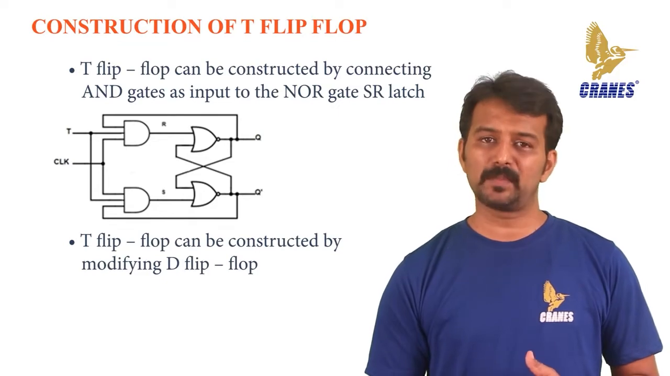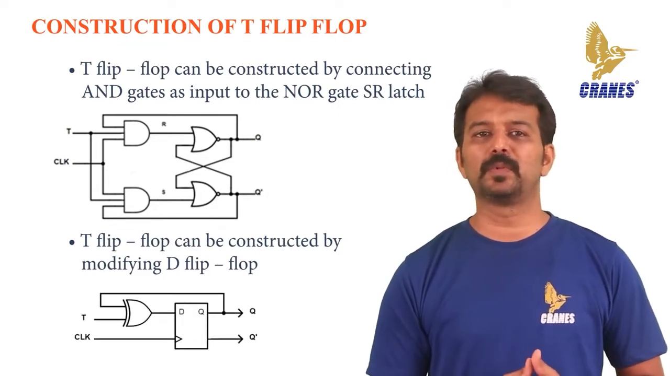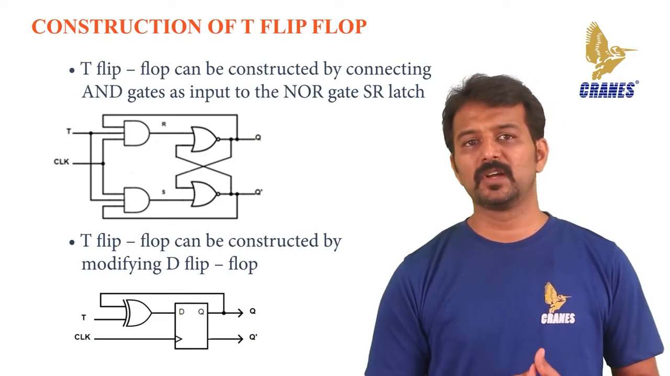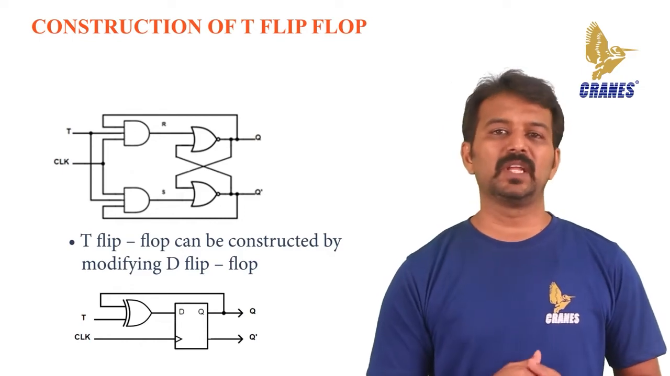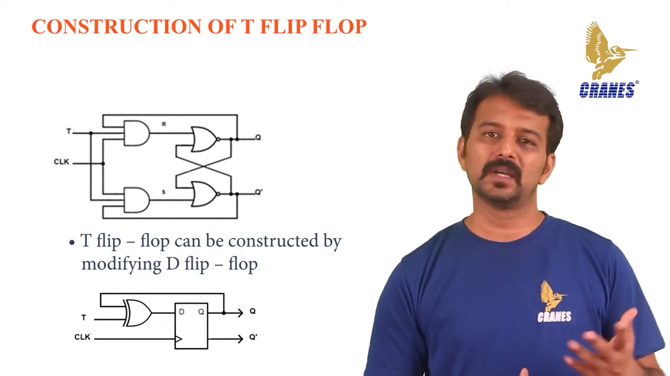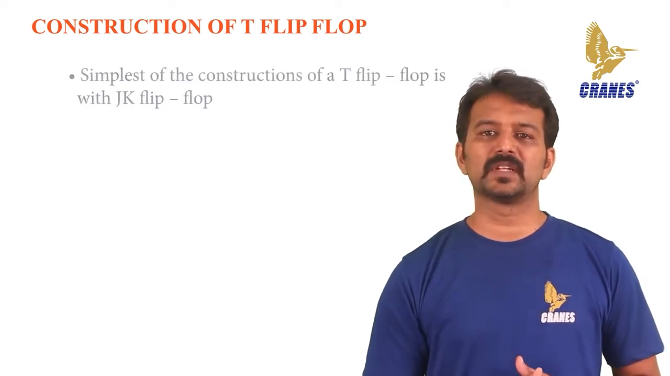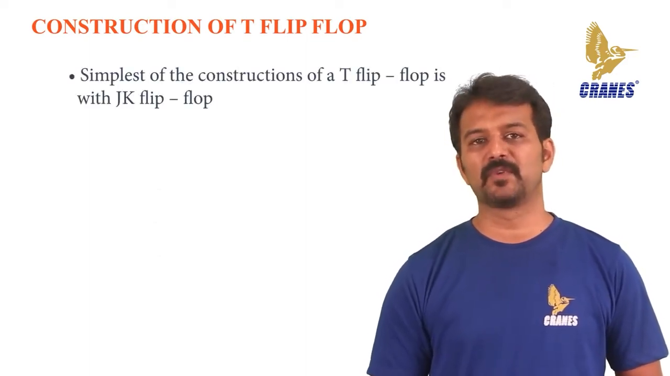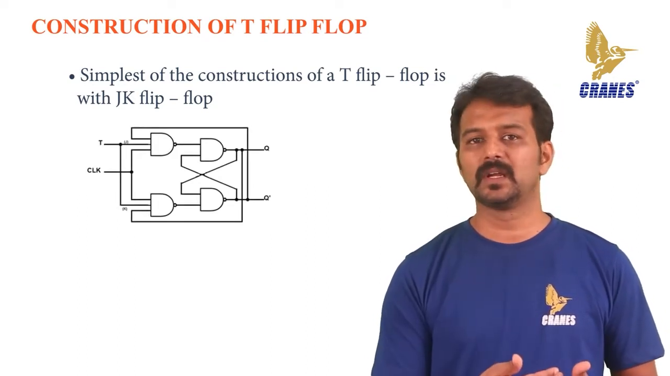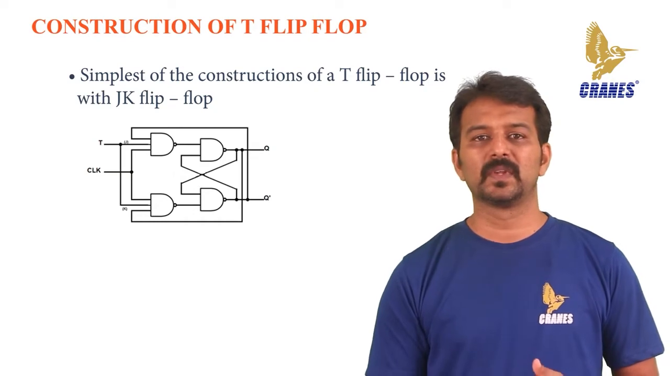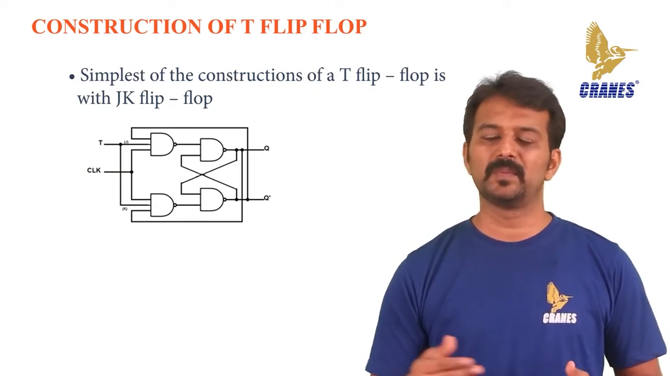Similarly, a T flip-flop can be constructed by modifying the D flip-flop. In the D flip-flop, the output Q previous is XORed with the T input and given at the D input. The circuit of a T flip-flop constructed from a D flip-flop is being considered. The simplest of the constructions of a T flip-flop is from the JK flip-flop. The J input and the K input of a JK flip-flop are connected together and provided with the T input. The logic circuit of a T flip-flop constructed from a JK flip-flop will be considered.